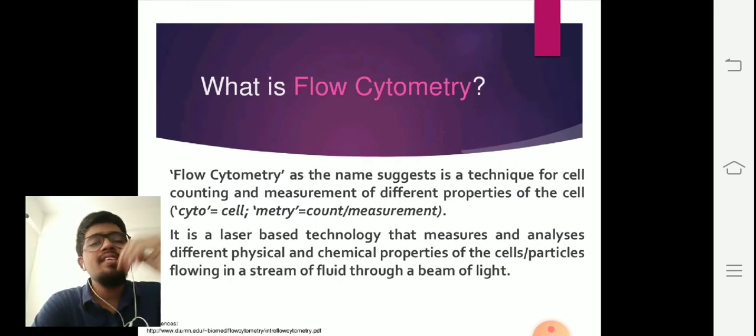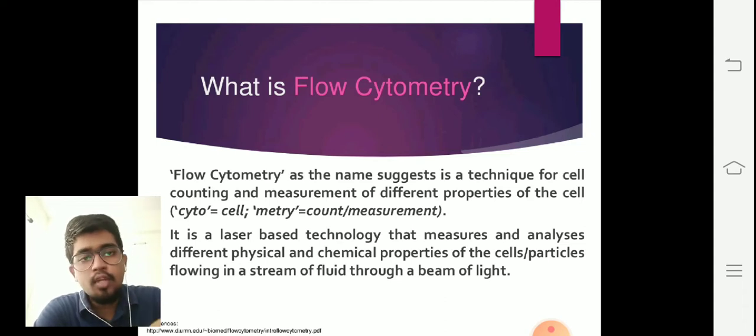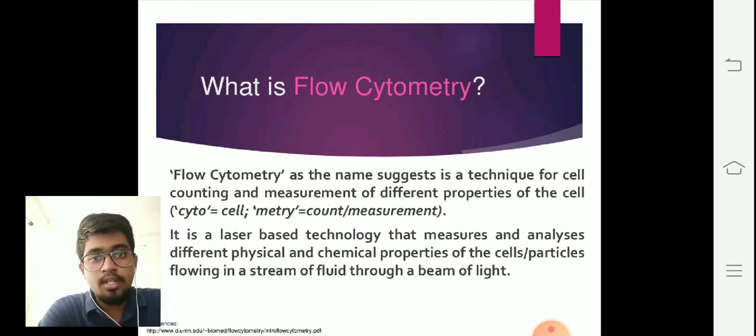So initially, what is flow cytometry? The name suggests that it's a technique for cell counting and measurement of different properties of cells. There are various properties involved in determination when it comes to flow cytometry, and it's majorly used for cell counting. It is a laser based technology that measures and analyzes different physical and chemical properties of the cells or particles flowing in a stream of fluid through a beam of light.